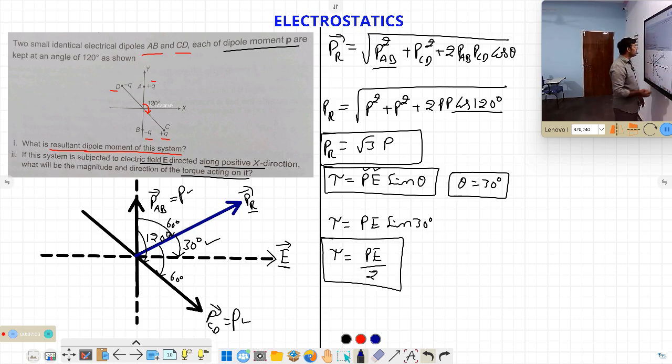So for the first question, the resultant dipole moment is root 3 P, and the torque acting on it is equal to PE by 2, half of the maximum torque.